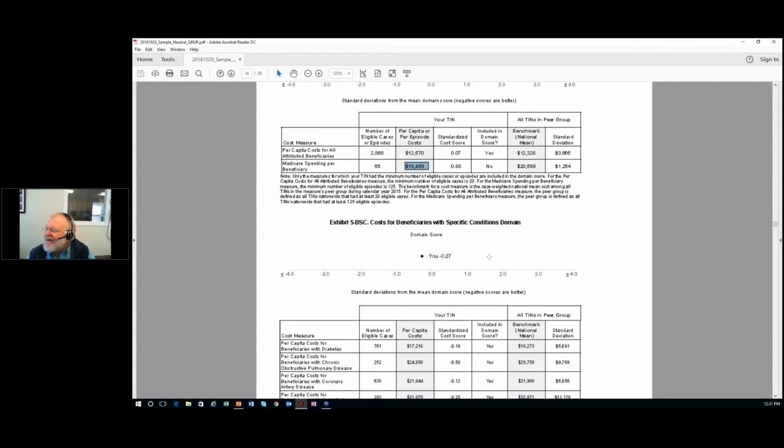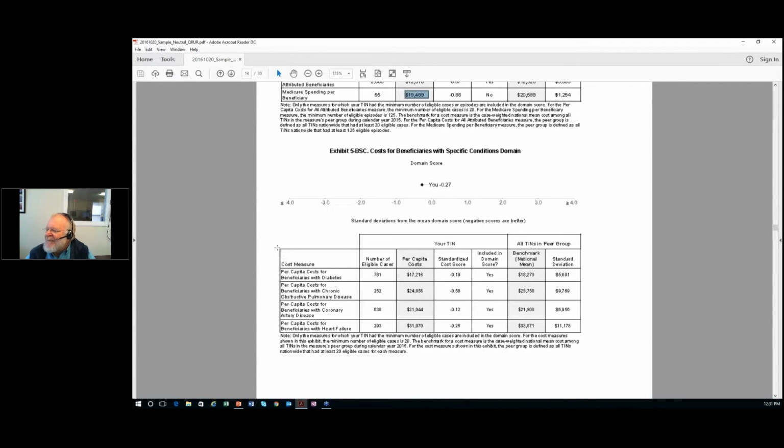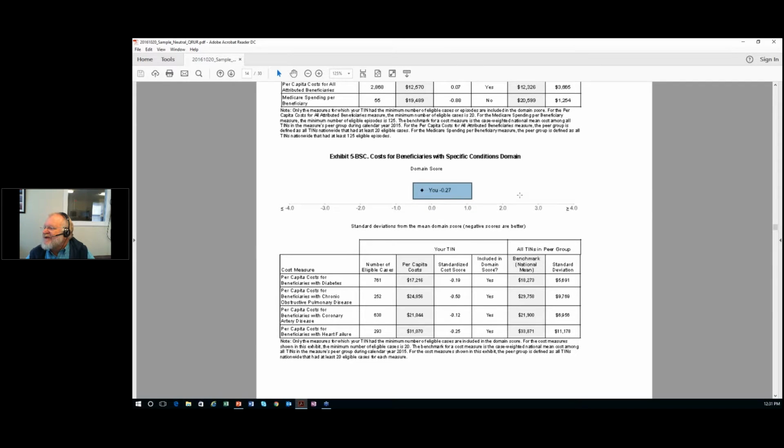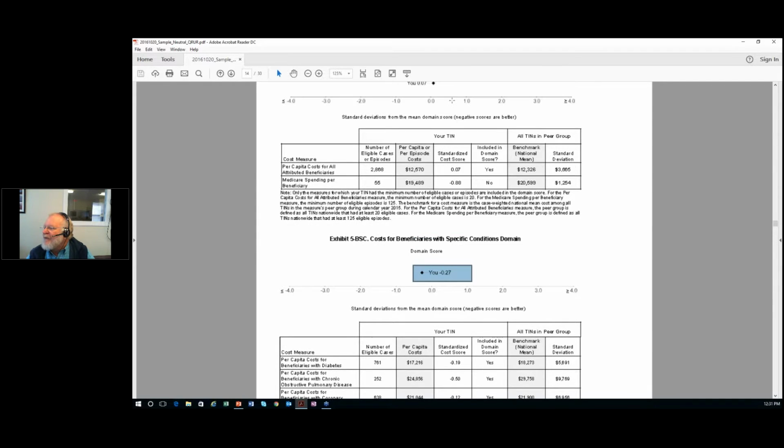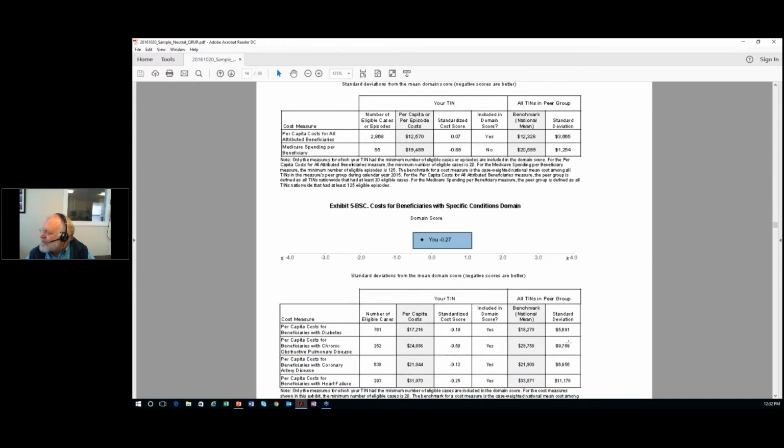And then in this analysis, Medicare is analyzing the annual cost per beneficiary with certain chronic diseases, and we see that we're a little below average for diabetes, we're a little below average for COPD, we're a little below average for coronary artery disease, and we are a little below average for heart failure. And these are an overall 0.27 as the average, which is then averaged in with this to get your final score.